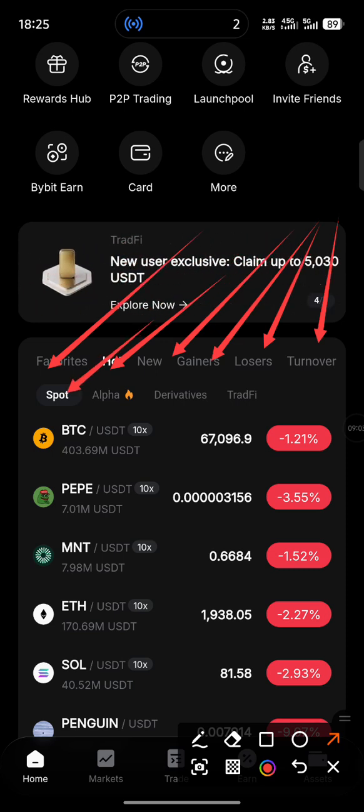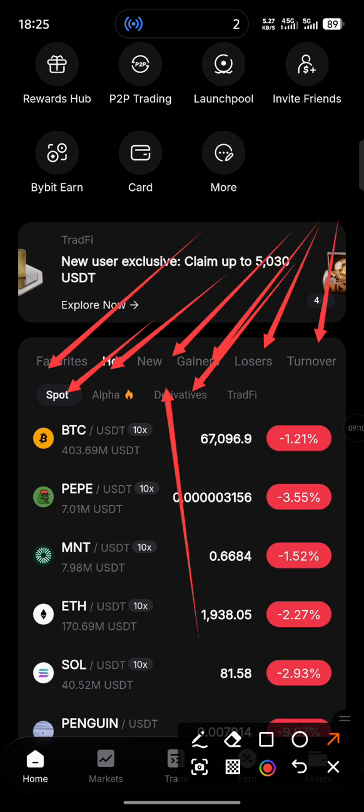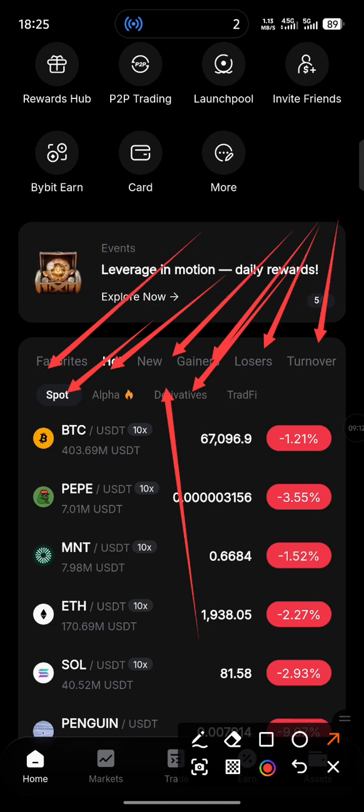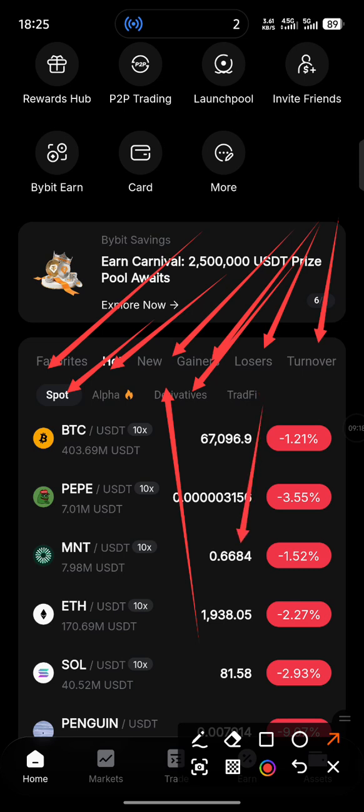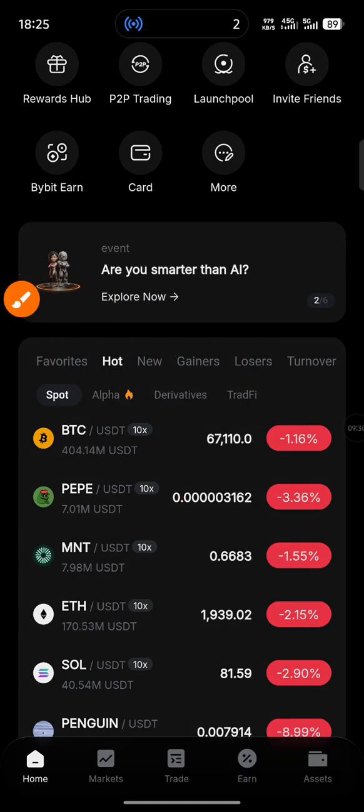Always make sure it's at this spot, unless you want to trade derivatives where you can use leverages to trade your money. When you have a little money like 10 USD, you can use 10x leverage and trade with 100 USD. So that is for this. Here shows you the market, and here also shows you the trade.